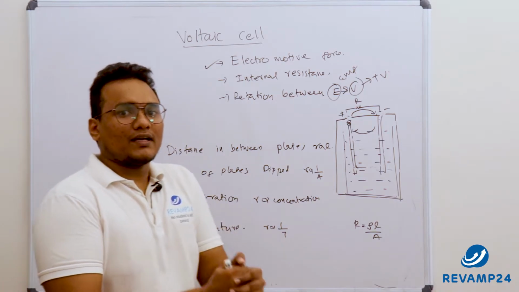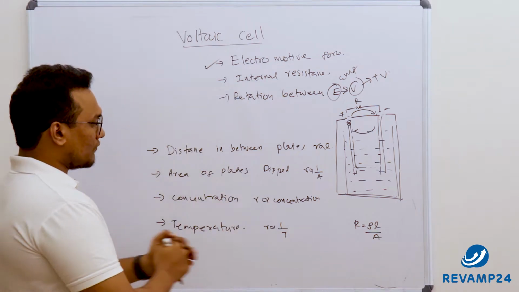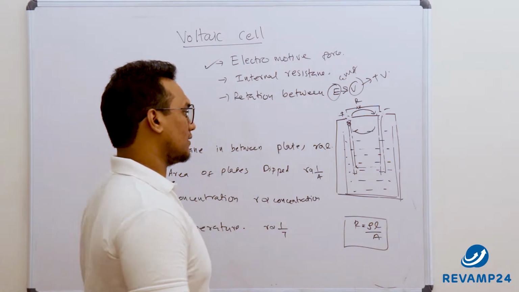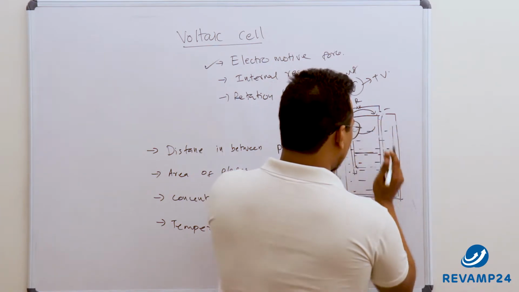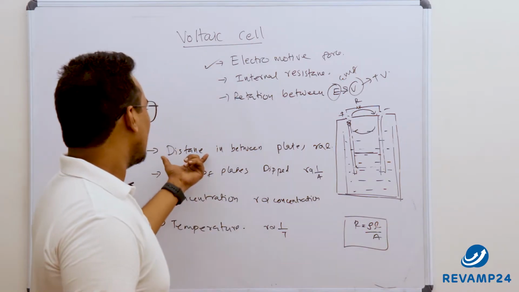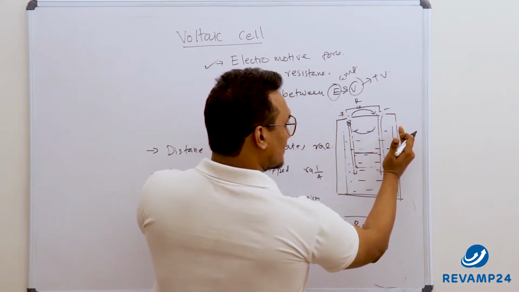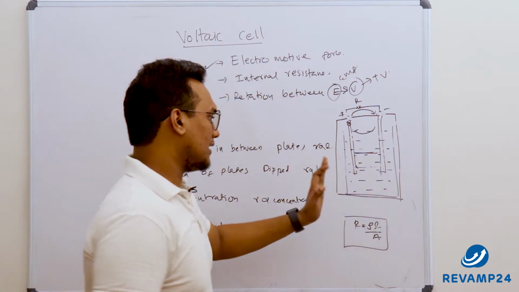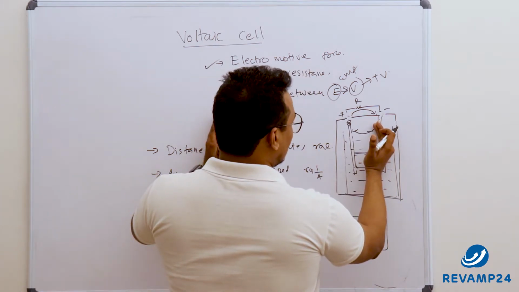Clear? Now, what are the factors that internal resistance depends on? We know the equation for resistance, right? Rho L by A. Same thing. Let's say we have electrodes here. When the distance between the plates increases, the length increases, the resistance increases, so internal resistance also will increase. Same relation.